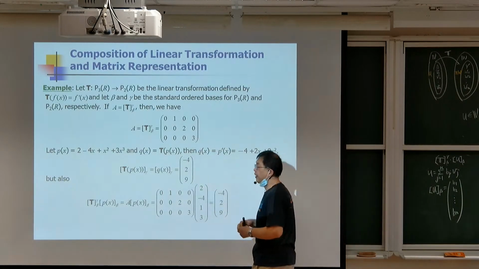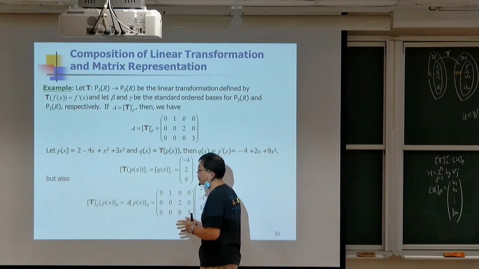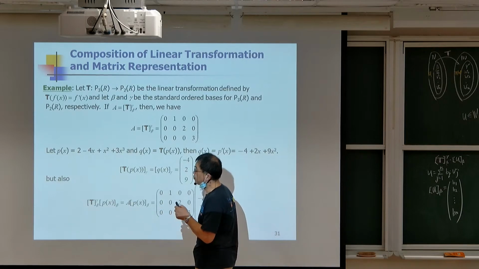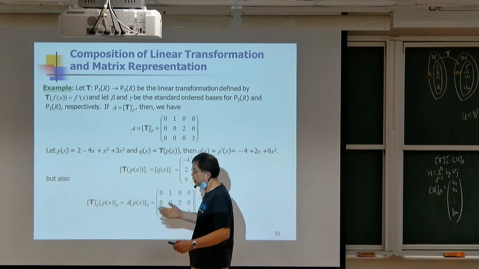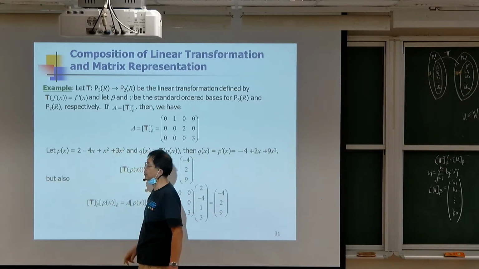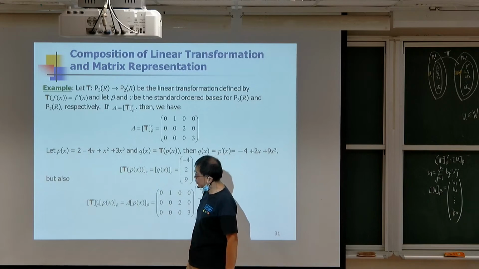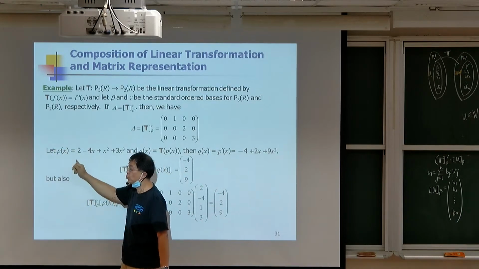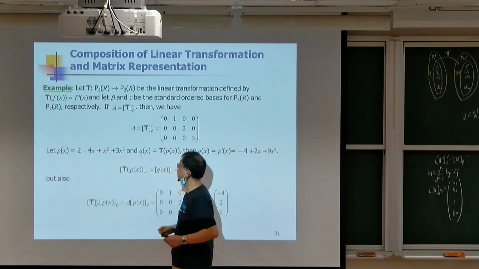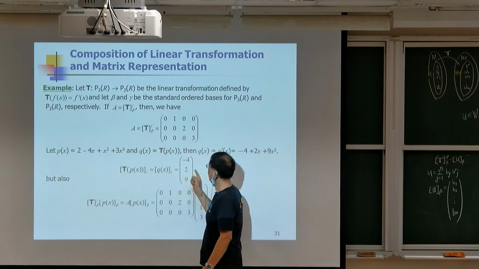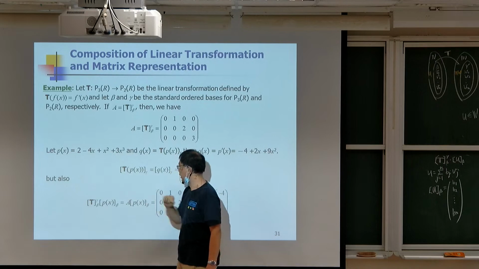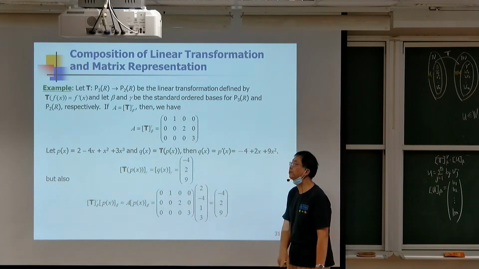So if I have an arbitrary polynomial in the degree 3 polynomial vector space, for example, 2 minus 4x plus x squared plus 3x cubed, then we take p(x) with respect to 1, x, x squared, x cubed. Then I can get a column vector of 2, minus 4, 1, 3.